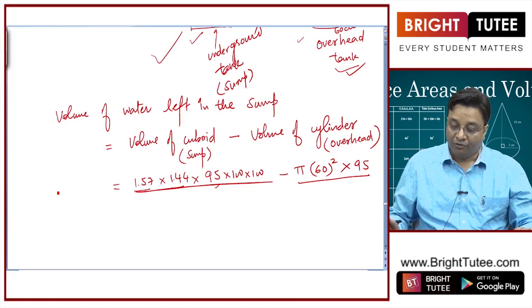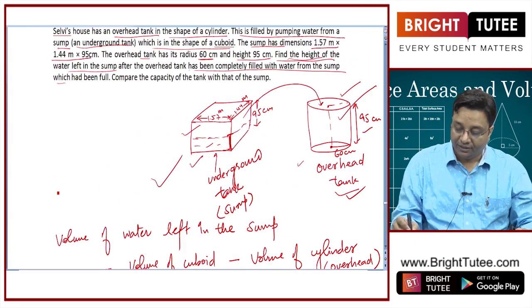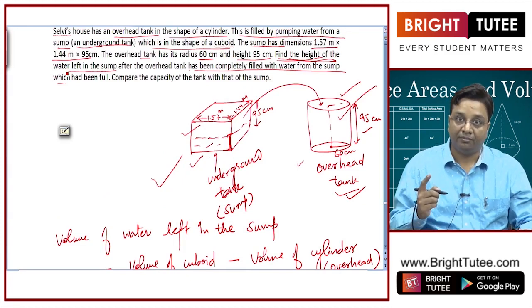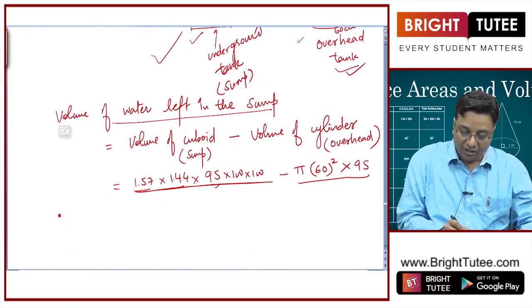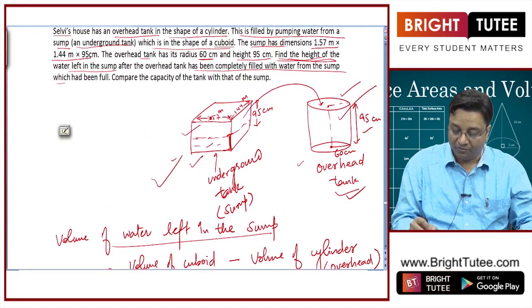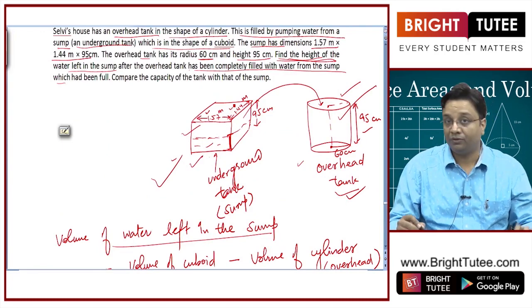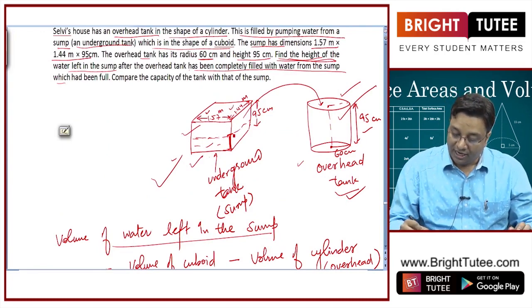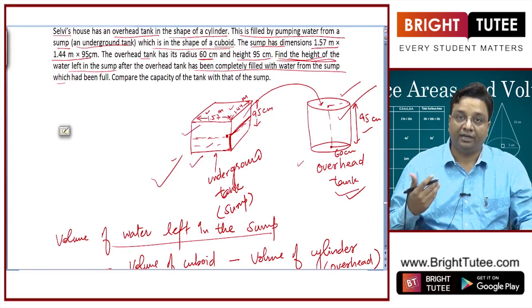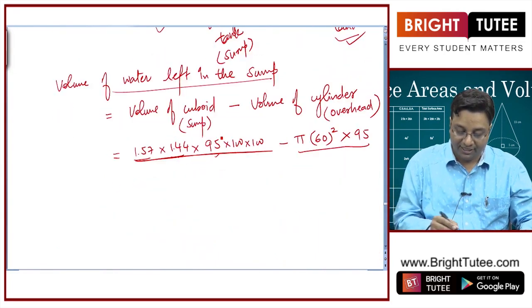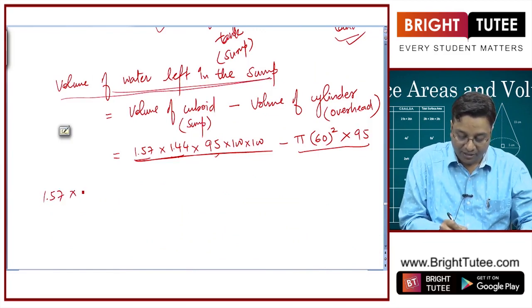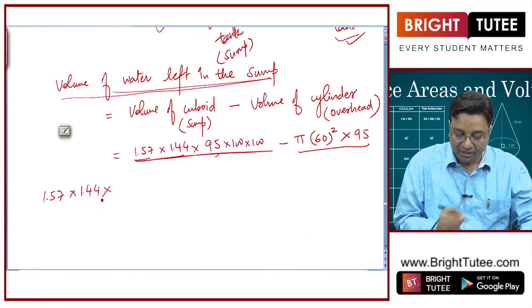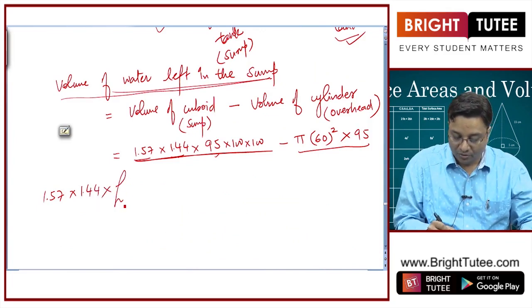Okay, and what we need to find out is the height of the water left in the sump. So this volume is for the water left in the sump. What is the length of this sump? 1.57. What is the breadth? 1.44 in meters. What is the height of water left? It is what we need to find out. So, if I say volume of water left in the sump is equal to 1.57 into 1.44 into height of water left.